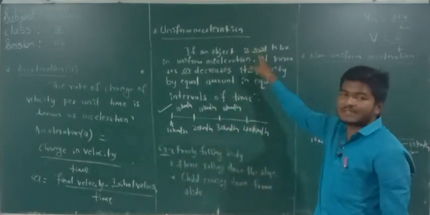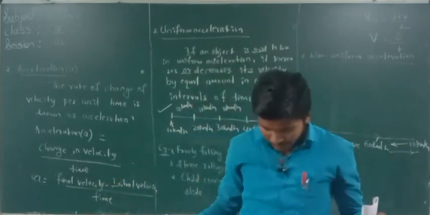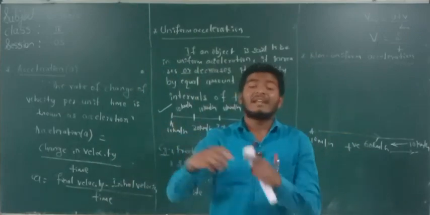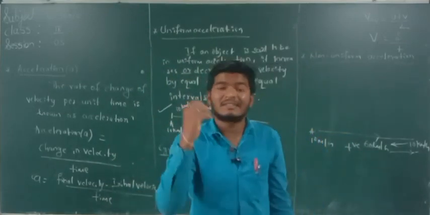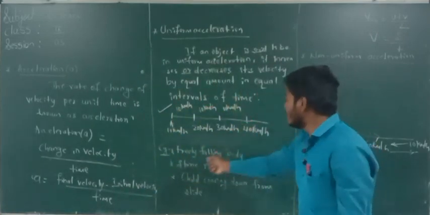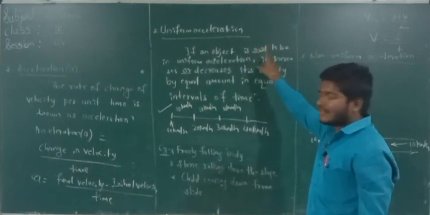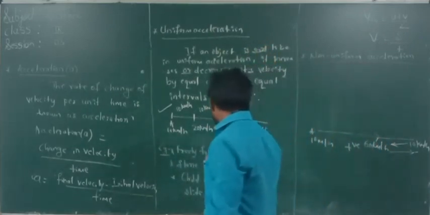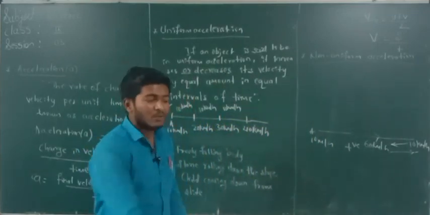The acceleration of the freely falling body is said to be uniform. Why? Because it attains equal velocity in equal intervals of time. For every second it moves towards the Earth, it attains equal acceleration. So it is one of the examples for uniform acceleration, that is, a freely falling body. And another one is a stone rolling down the slope.